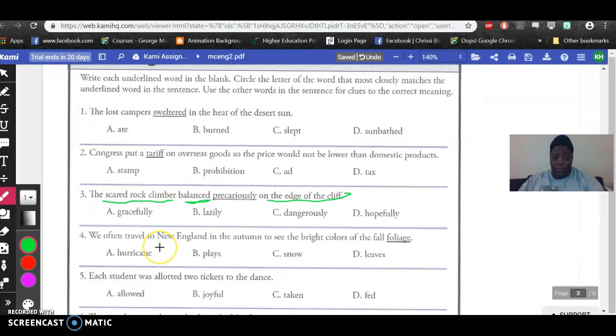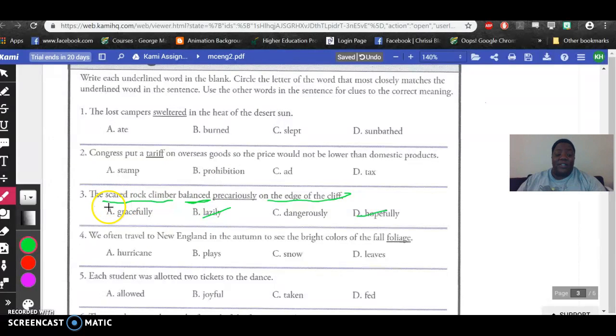Okay, so precariously. The rock climber balanced gracefully? That could fit. The rock climber balanced lazily? I'm doubting that. The rock climber balanced dangerously? That could fit. Or the rock climber balanced hopefully? That's not going to work either. Through process of elimination, B and D would not be really good answer choices. So, precariously. Okay, so precariously means what?